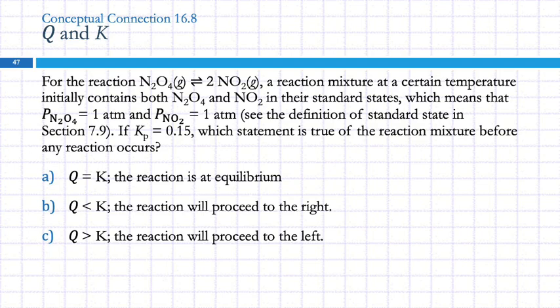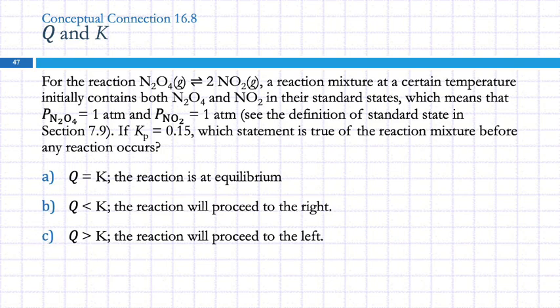So here's a conceptual question. Looking at that same reaction, this initially contains N2O4 and NO2 in their standard states. The standard state for a gas is a pressure of 1 atmosphere. So the partial pressure for each of these gases is 1 atmosphere. And they're telling us that the equilibrium constant in terms of pressure is equal to 0.15. So which statement is true of the reaction mixture before anything happens? Q is equal to K, Q is less than K, Q is greater than K.